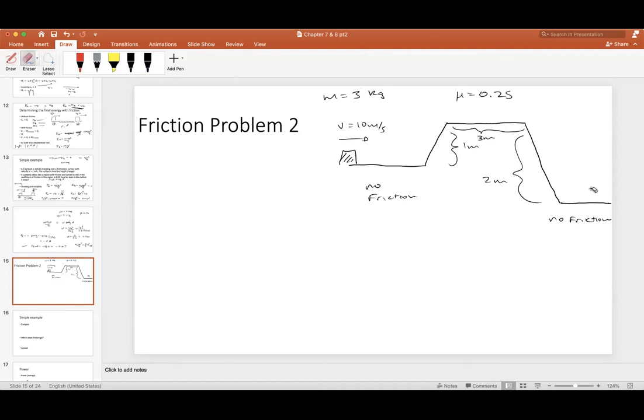notice also that this first hill is 1 meter above the surface, and the second hill drops 2 meters. So our first thing that we need to do is choose the areas that we care about. I'm going to say A and B. I want to know the energy here and the energy right before it goes up the hill, once it reaches the top of the hill, once it reaches the end of the friction, but before it starts heading down the hill, once it gets to the bottom of the hill, and at the end.